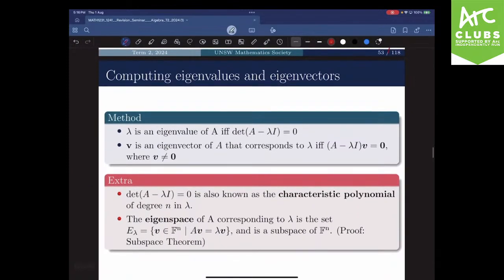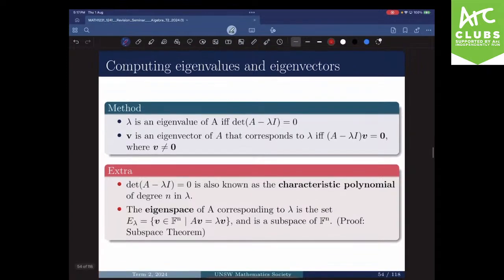So how do we get eigenvalues and eigenvectors? Lambda is an eigenvalue of A if and only if the determinant of A minus lambda I is equal to 0, and V is an eigenvector of A that corresponds to lambda if and only if A minus lambda I times V is equal to 0, where V is not a 0 vector.